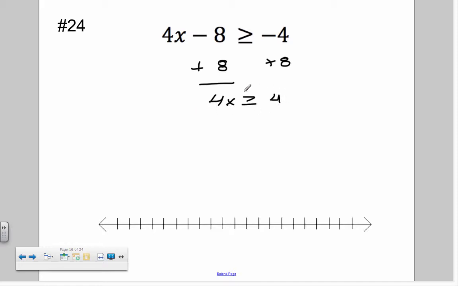The one thing that we have to remember when we're solving inequalities: if we have a coefficient which is negative, which means we divide by a negative number or multiply by a negative number, then we'd have to switch our sign. In this problem, that's not the case. Our coefficient is positive, so I'm just going to divide by 4. My sign stays the same. And my final answer here is x is greater than or equal to 1.